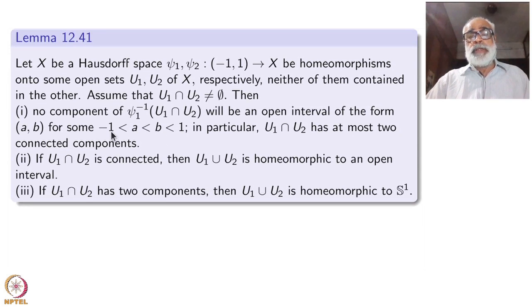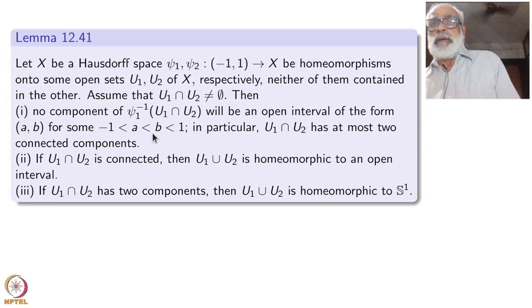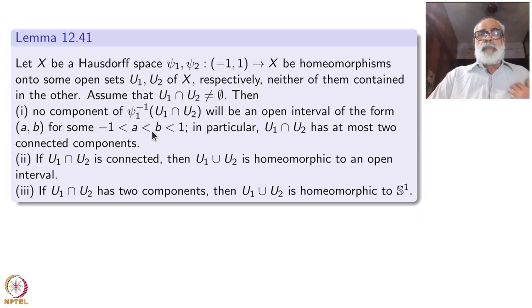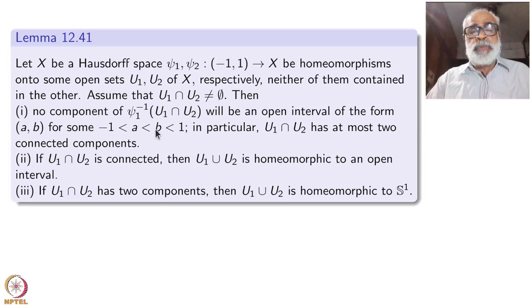In other words, every component is an open interval, right? Because they are all subsets of (-1, 1). So, connected components of an open subset are open intervals. None of those open intervals can avoid both the endpoints, that is the meaning of -1 < a < b < 1.